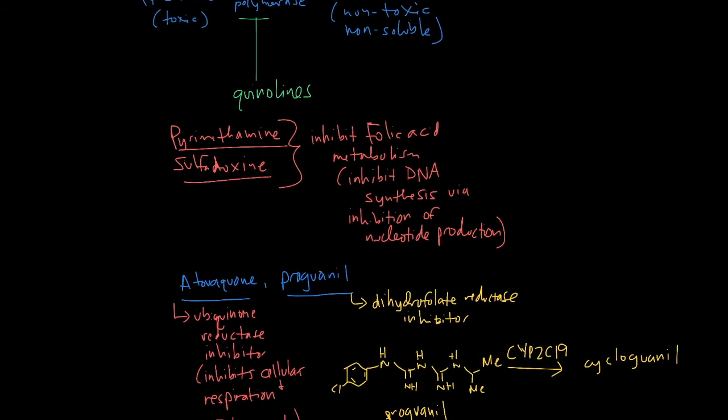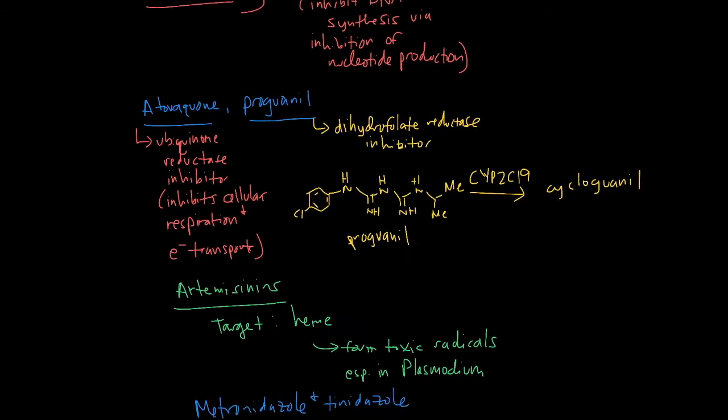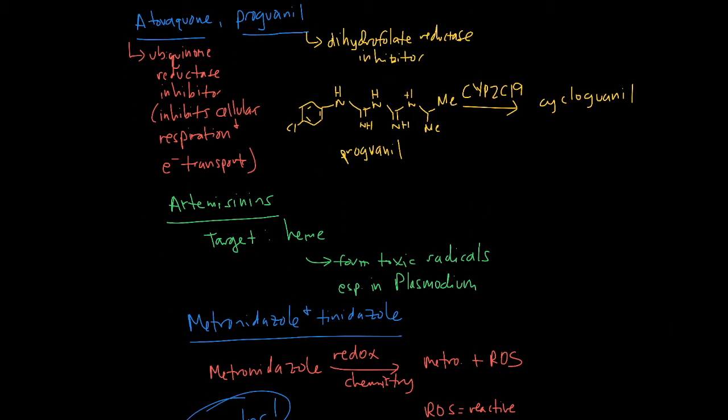Pyrimethamine and sulfadoxine are usually given together, and these both inhibit folic acid metabolism, therefore inhibiting DNA synthesis. Also given together are atovaquone and proguanil. Atovaquone is a ubiquinone reductase inhibitor, therefore inhibiting cellular respiration and electron transport. And proguanil is a dihydrofolate reductase inhibitor. Shown here, remember guanyls have the guanyl group. And this is converted from the prodrug to the active form cycloguanil by CYP2C19.